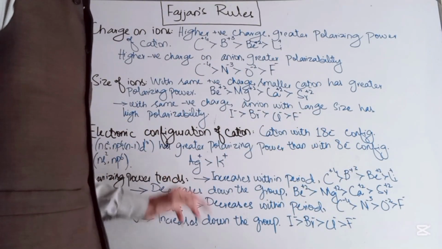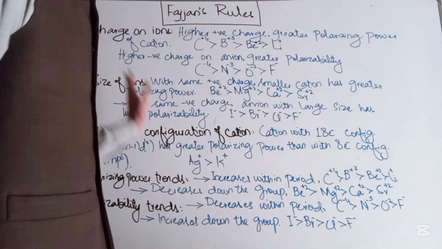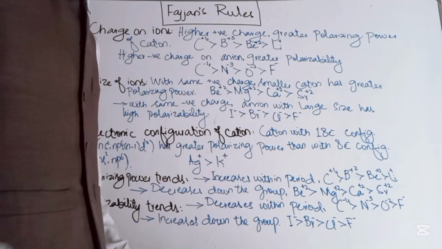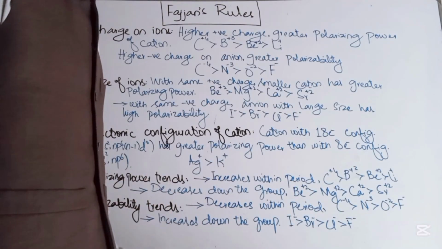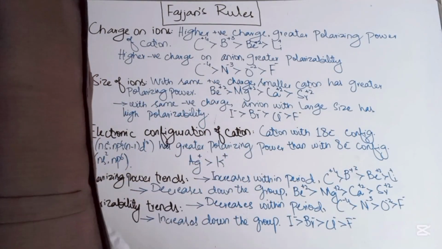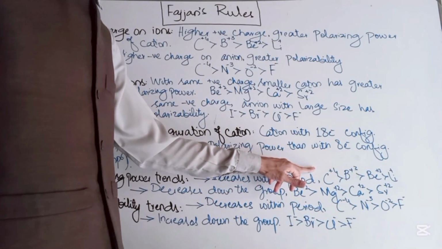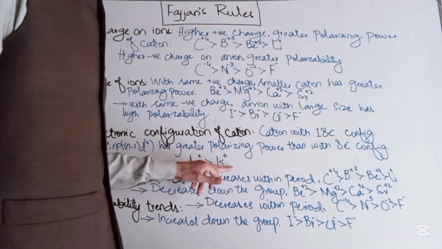Why is this happening? This is happening because of two factors. From left to right, size decreases. From left to right, positive charge increases. So because of these two factors, the polarizing power of the cations increases. So this order is consistent with this concept.